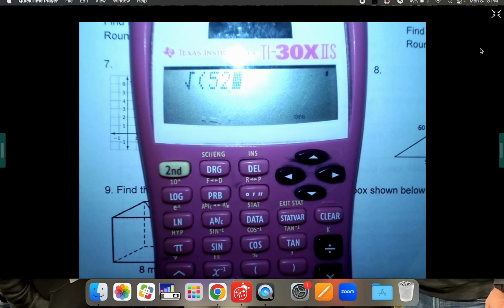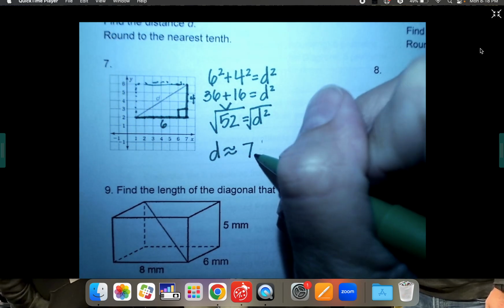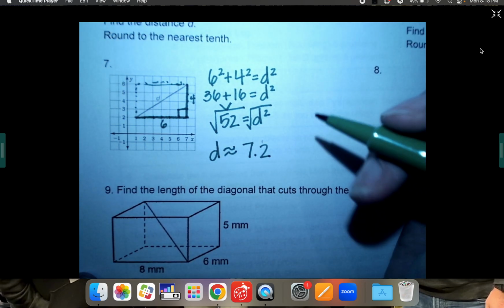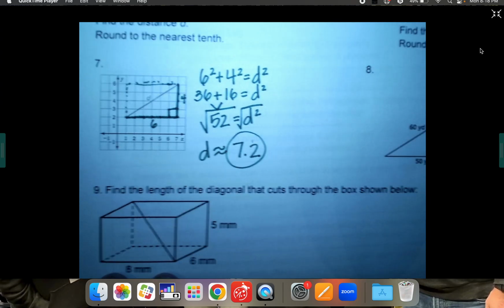Square root of 52 is about 7.2. So you should have said it's about 7.2 units or whatever for the distance.